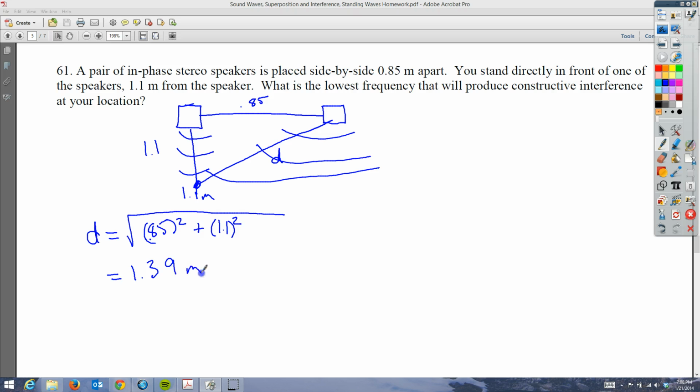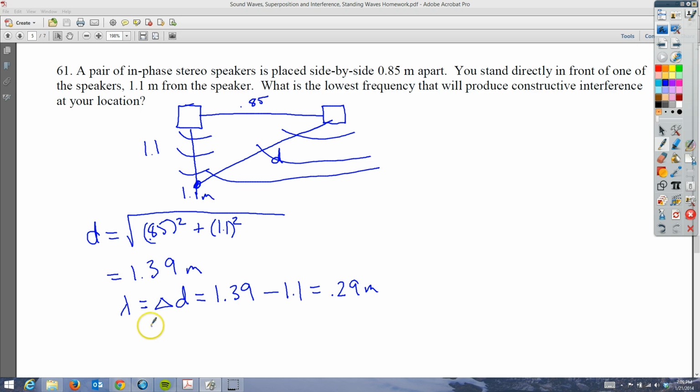1.39 meters. We know that the wavelength is equal to the change in the distance. So what we'll do is we're going to say 1.39 is our distance here. And we need to subtract off of that the distance we are from the speaker. So we get 0.29 meters. So that should be the wavelength that we're looking for.